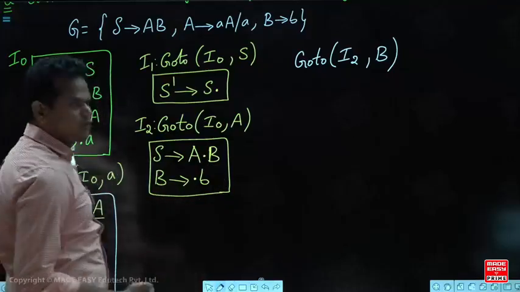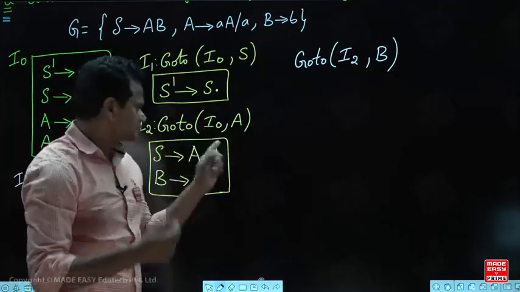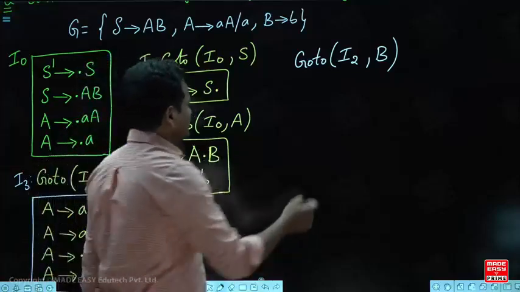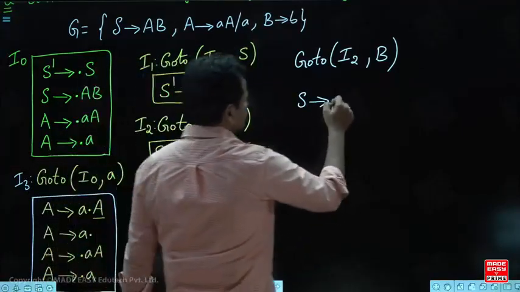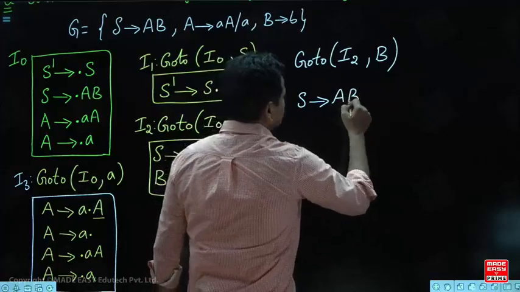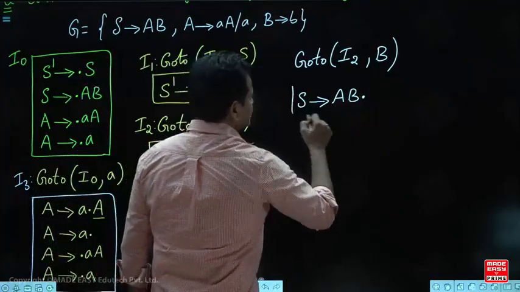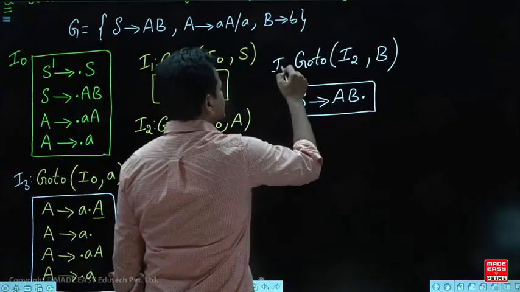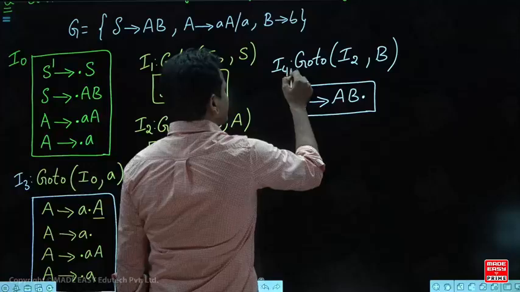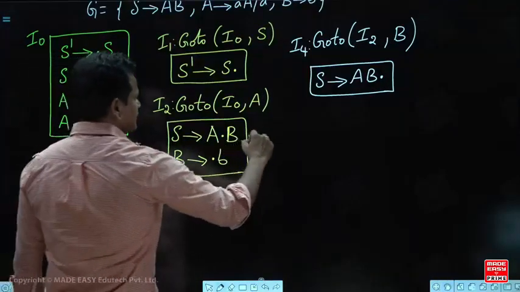What is the meaning of go to? Simple. Remember, go to means move the dot one position forward. So here the dot is here, just move the dot. A B dot. Now dot after what? Nothing. When dot is after nothing, you cannot add any other productions in this state. So close this and name it as I4, because this is already I3. So this is done.